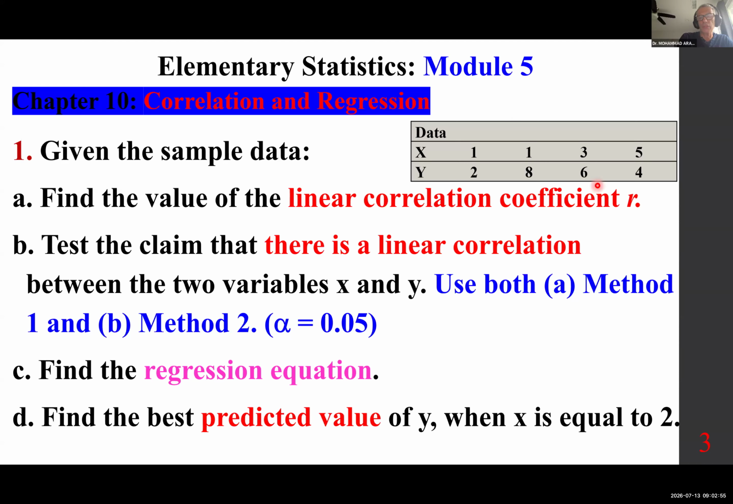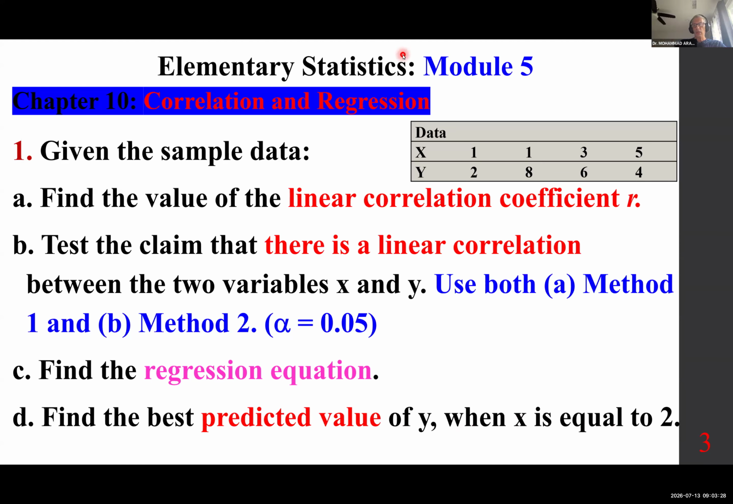Given the sample data, here's the x values, here's the y values. Find the value of the linear correlation coefficient r. Test the claim that there is a linear correlation between the two variables x and y. Use both A, method 1, and B, method 2, with alpha 0.05. Find the regression equation. Find the best predicted value of y when x is equal to 2.